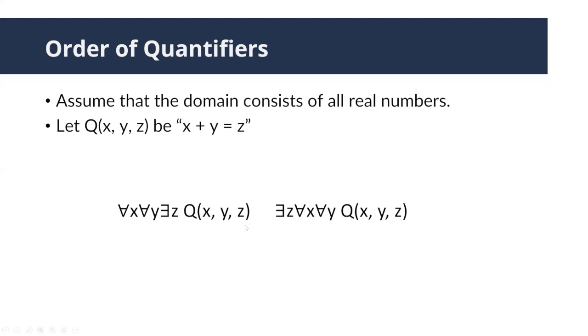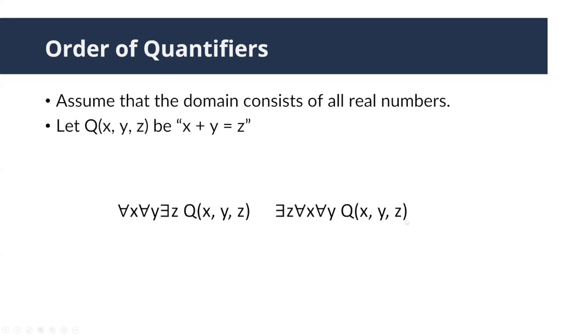In order to check that, let's check the truth values of the logical expressions. The first one says, for any real number x, for any real number y, there exists a real number z such that x plus y equals z. You can always find such a number z, right? So this is true.